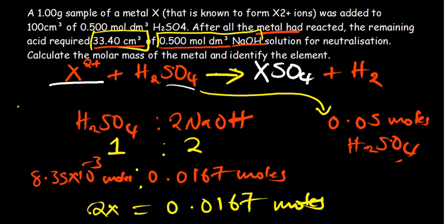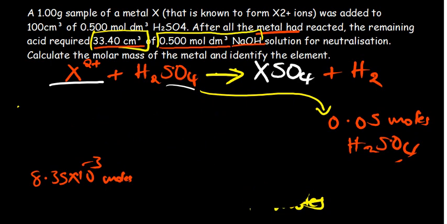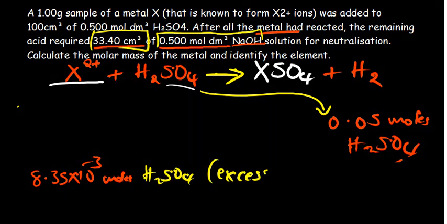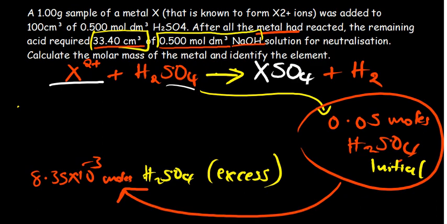Okay. So we found the number of moles of the sulfuric acid that was reacting in the second reaction. We can call it the number of moles that were in excess. So we have a number of moles of sulfuric acid that were in excess, and then we also have a number of moles that were initially present in the first reaction. Think of it in this way. This is what you add initially. In the second reaction, this is how much was available. So a difference gives you how much was used up in the first reaction.